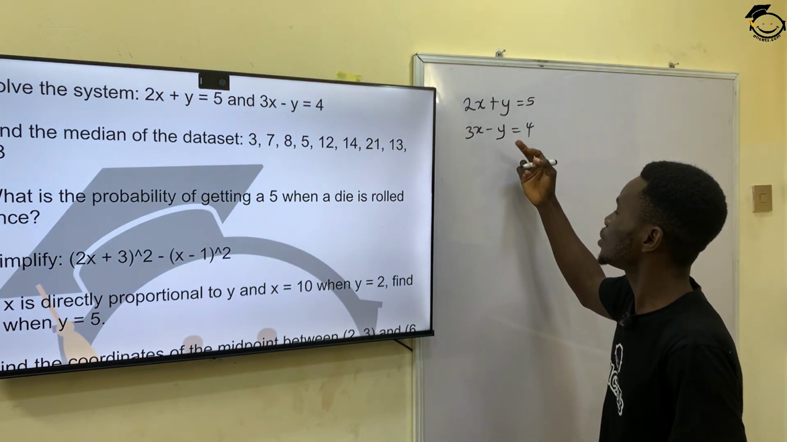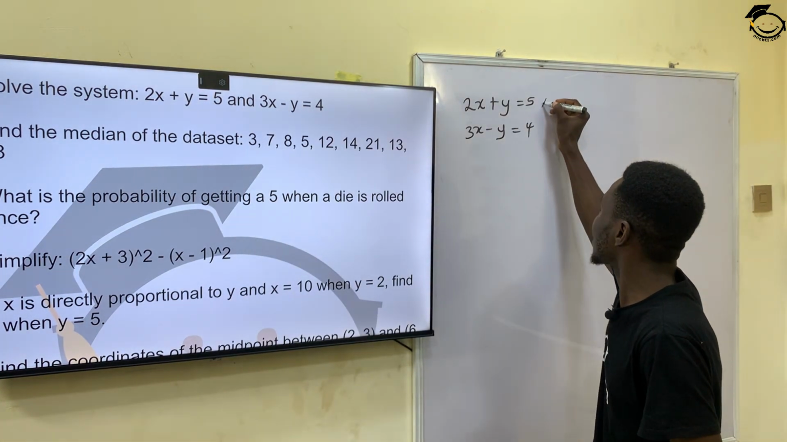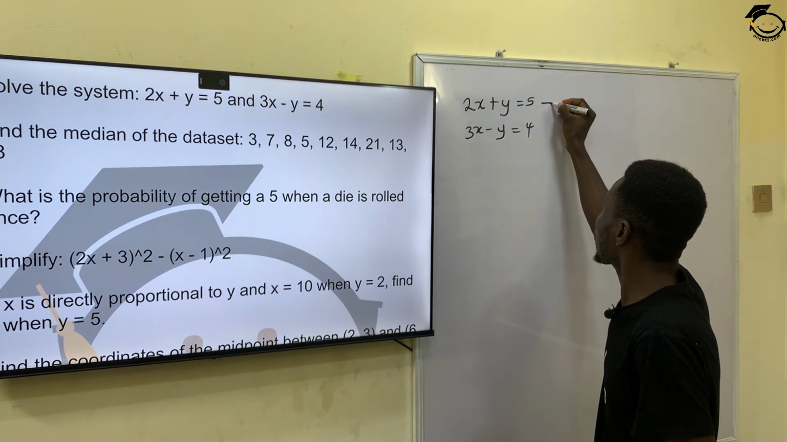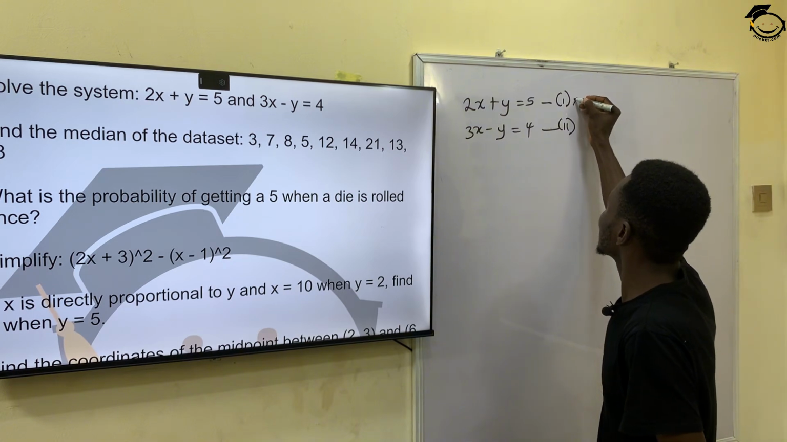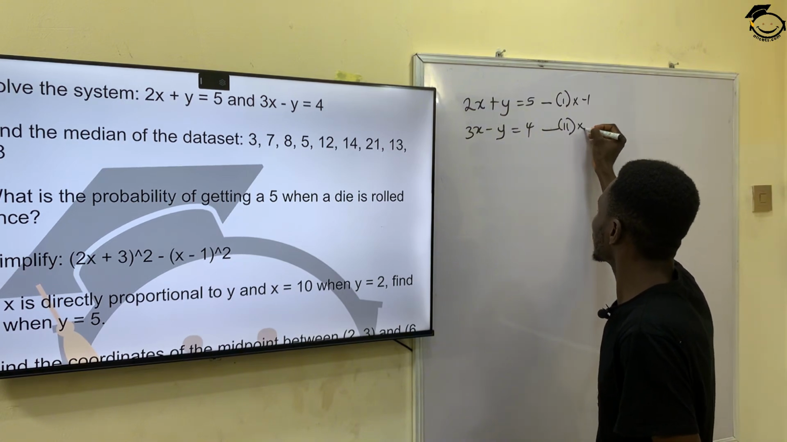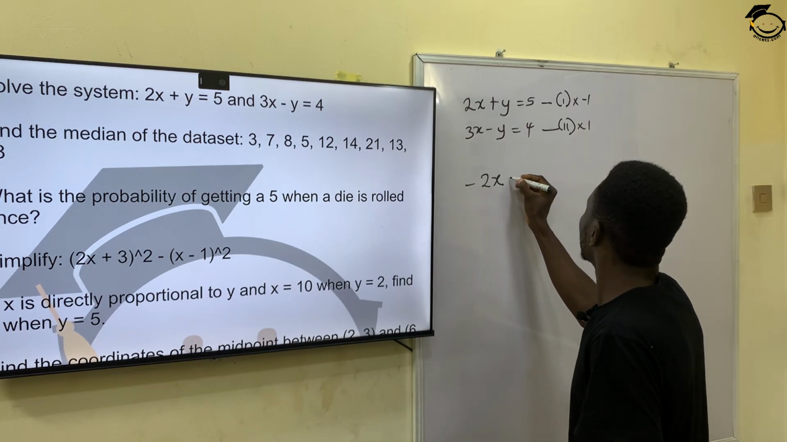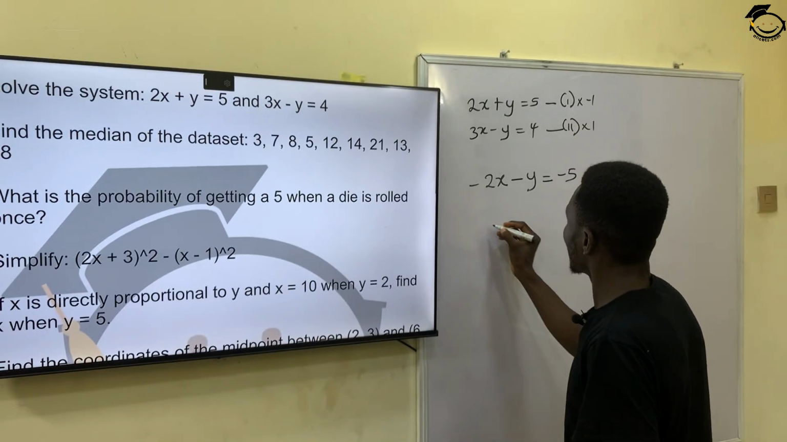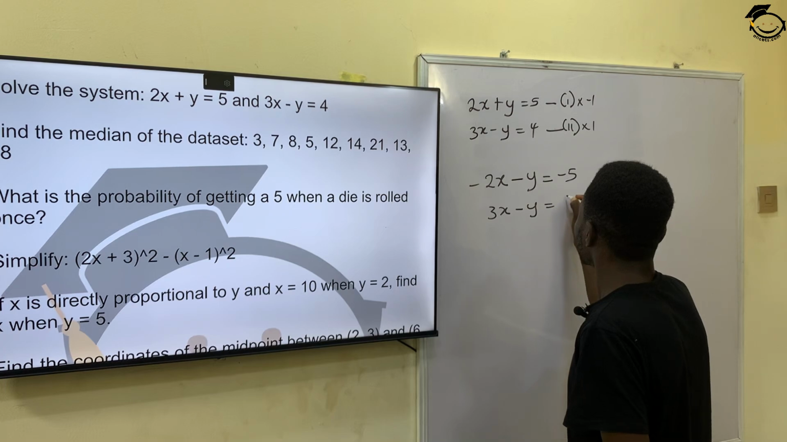It means if I want to eliminate y, I'm going to multiply through by the coefficient of y. So it means that this will become what? Let's say this is equation 1 and this is equation 2. Everything in equation 1 times minus 1, and then everything in equation 2 times 1. So this will give me minus 2x minus y is equal to minus 5. And this will give me 3x minus y equals 4.